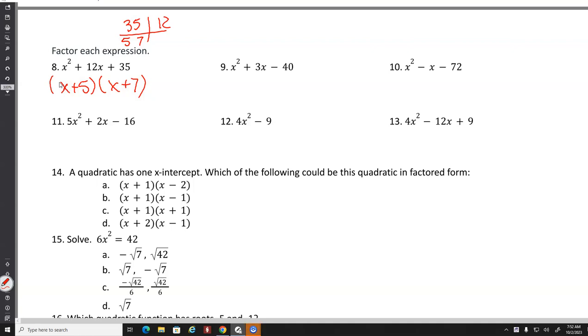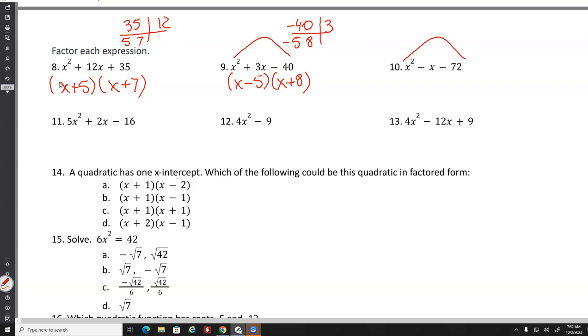Now, 9, again, multiply first and last, so it's going to be negative 40. Has to add to 3. So I got 5 and 8. And of course, 5 has to be negative, because I'll do negative 5 plus 8 to give me 3. So if I put it into parentheses, it's x minus 5 and x plus 8. Okay? And I am done with that.